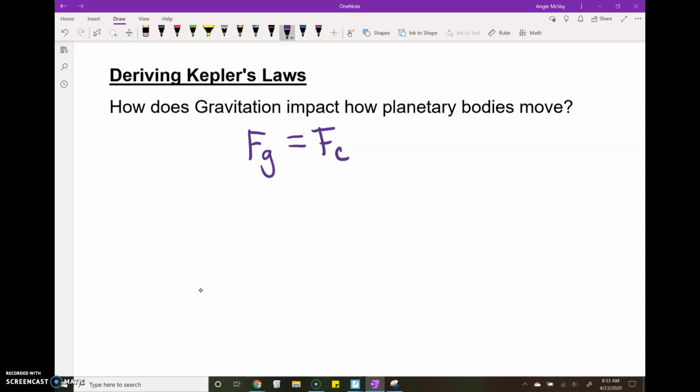We can write these in an expanded version. The force due to gravity is the universal gravity constant times the mass of the Earth times the mass of the moon over their separation, center to center, squared, and that equals the centripetal force. Okay, so the moon is the one we're considering moving in circular motion. It's speed squared over the distance from the center of the moon to the center of the Earth.